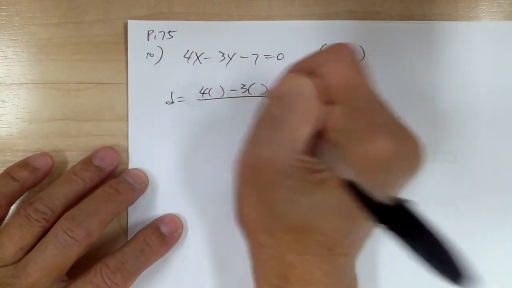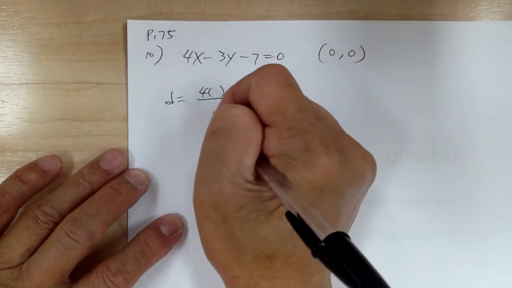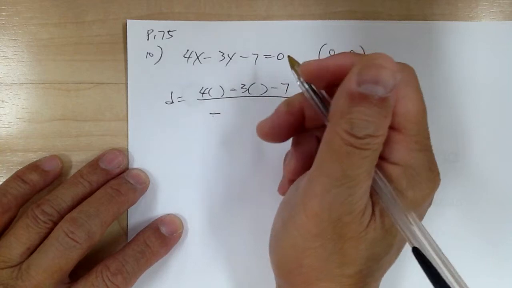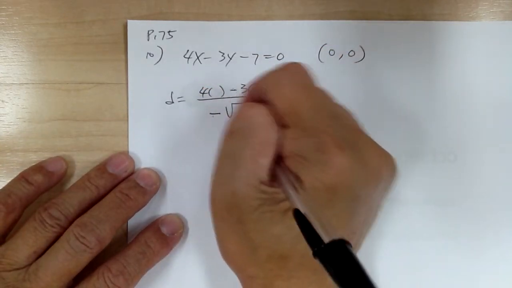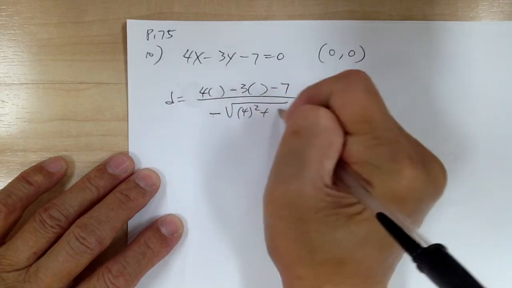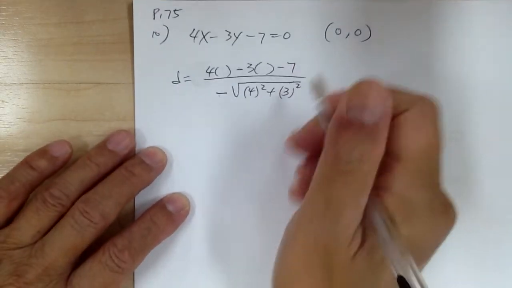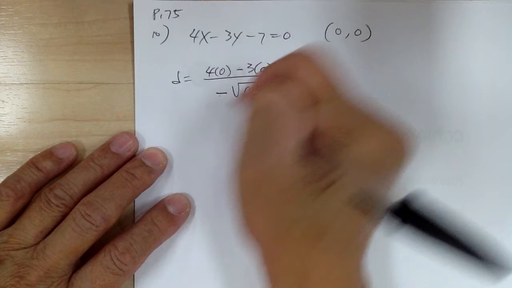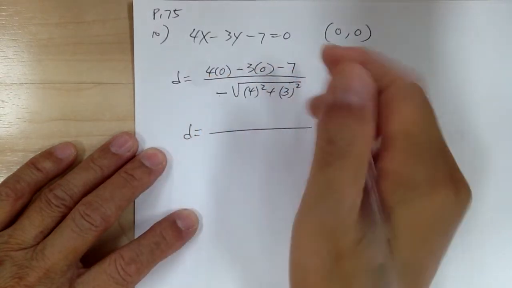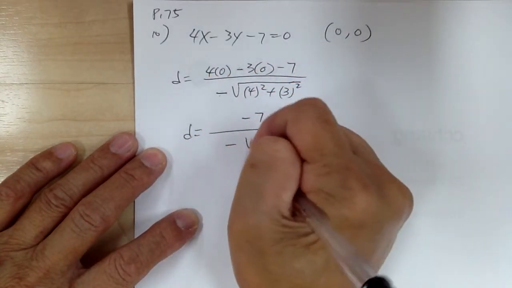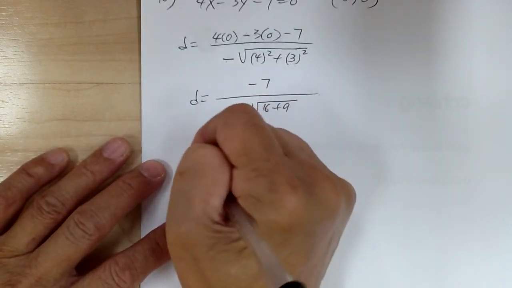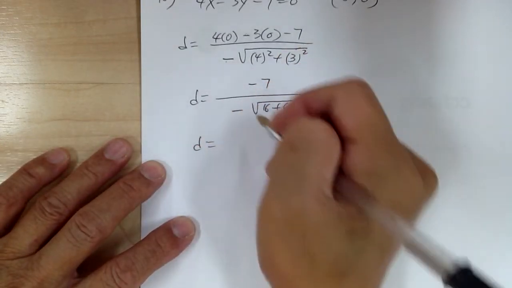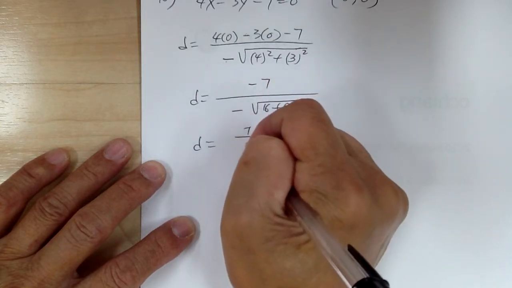parentheses minus 3 times parentheses minus 7 over negative. Again, you have to match. And if you know your Pythagorean theorem, 3, 4, so the answer would be 5. But if you don't, you can just go through the process. And now you put the point in here. So distance will equal, all this will be 0, so negative 7 over negative square root of 16 plus 9. So the negative will cancel out, and you're going to get 7 over 5.